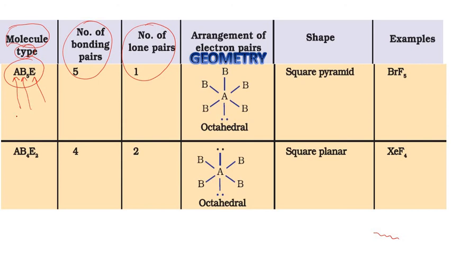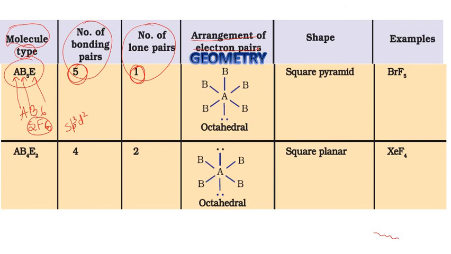If suppose it was AB6, I would have taken the best example of SF6. Already we have learned the hybridization of this SF6. Actually it was sp3d2, right? Is it clear, students? We have learned that. And the shape of this would have been octahedral, that is SF6. But here, of these 6 atoms, the number of bonding pairs is 5 and 1 is a lone pair, right?